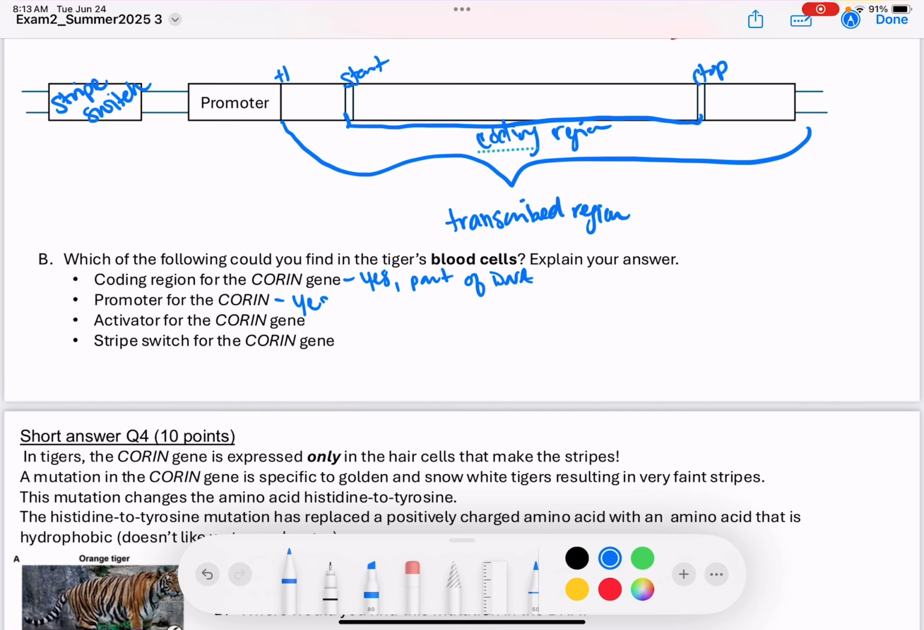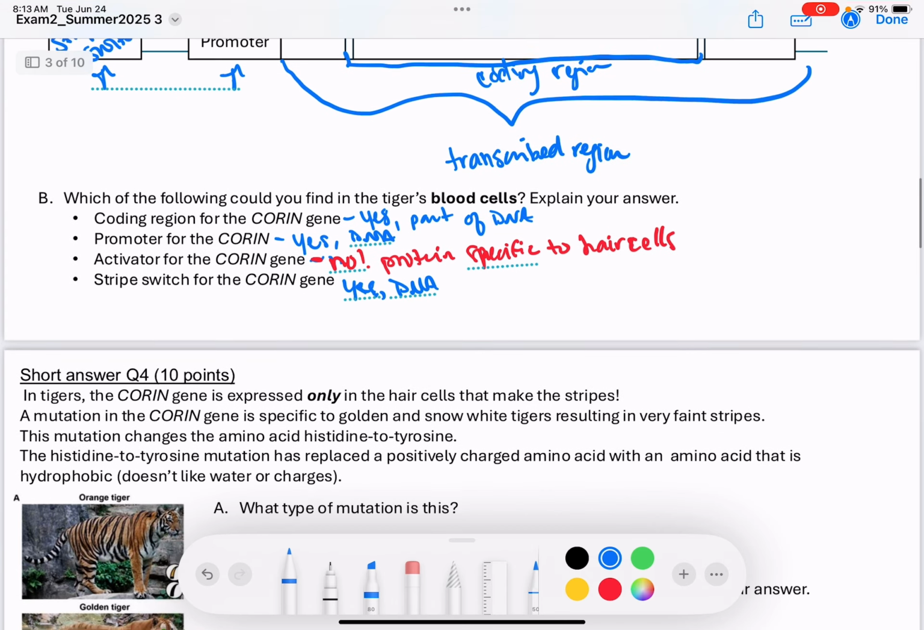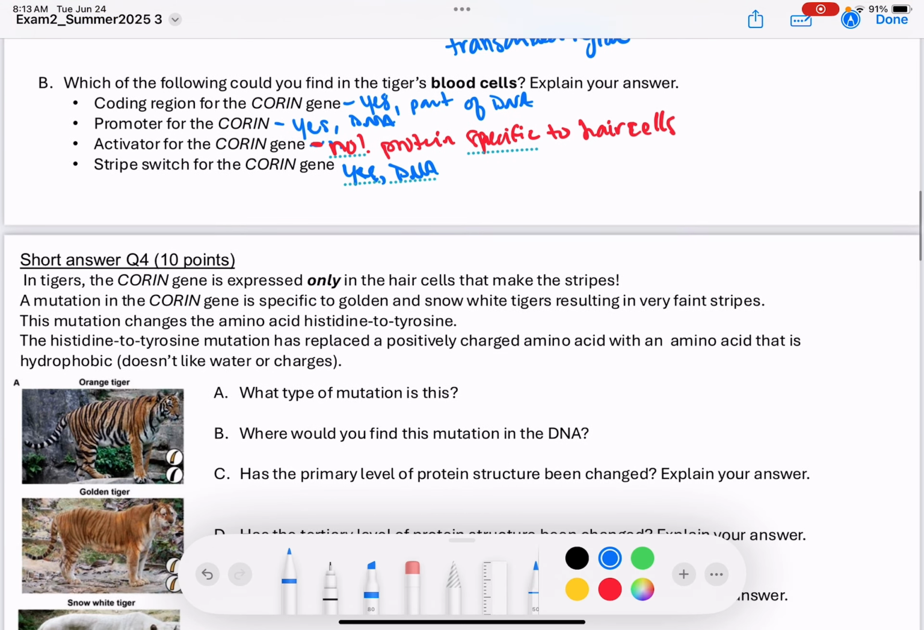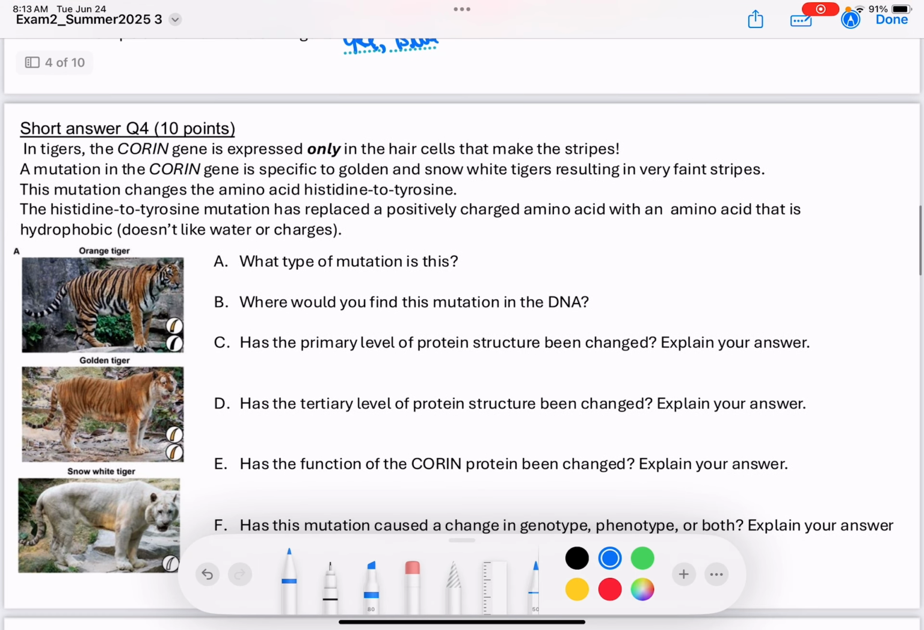Promoter, yes, DNA. Activator is no. Protein specific to hair cells, only some hair cells, right? And then the stripe switch, yes, because it's part of the DNA, right? So the switch is part of the DNA, the promoter is part of the DNA, and the coding region is part of the DNA. And so those are all going to be there in all cells, all somatic cells, and germline cells actually too.